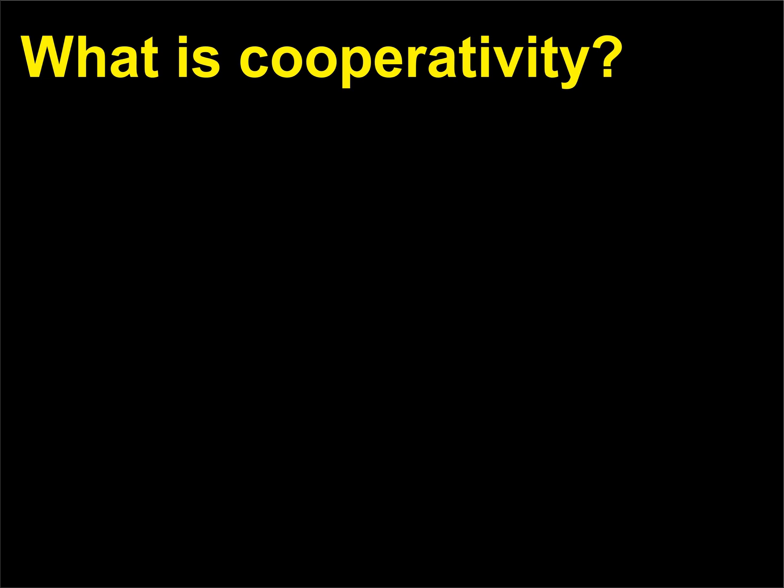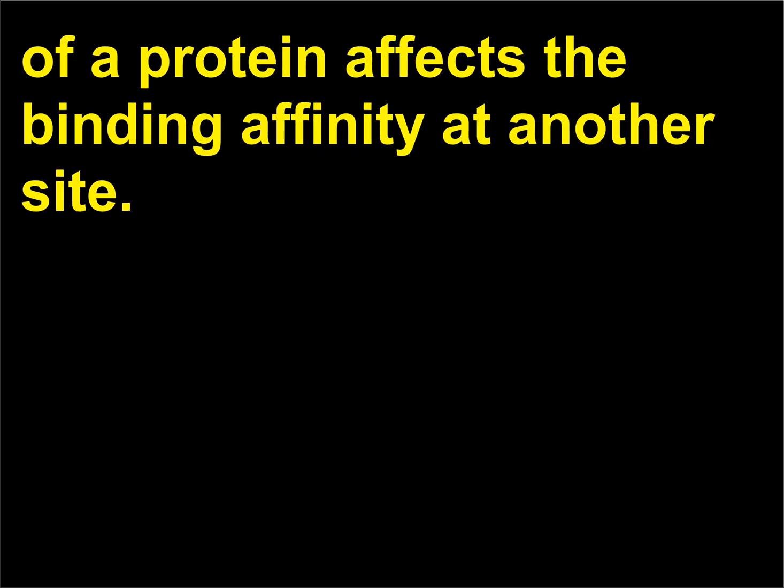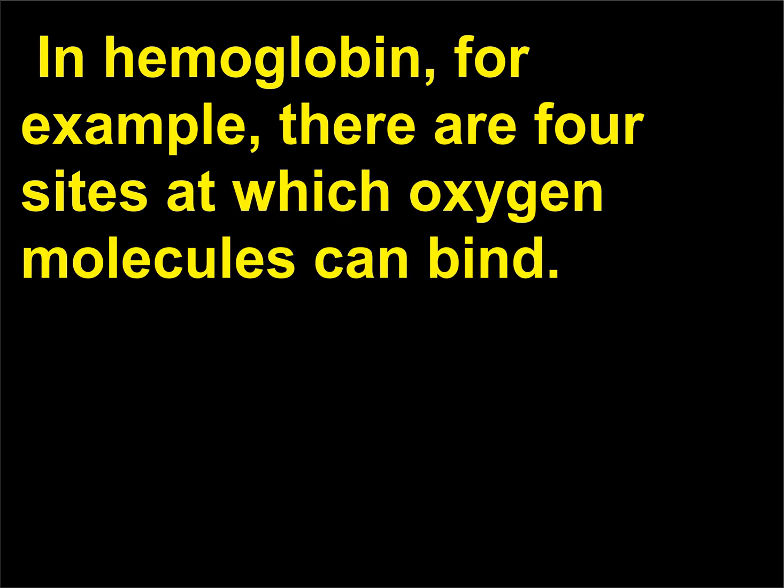What is cooperativity? Cooperativity describes how the binding affinity at one site of a protein affects the binding affinity at another site. In hemoglobin, for example, there are 4 sites at which oxygen molecules can bind.